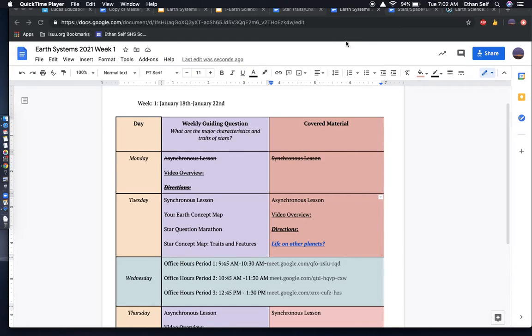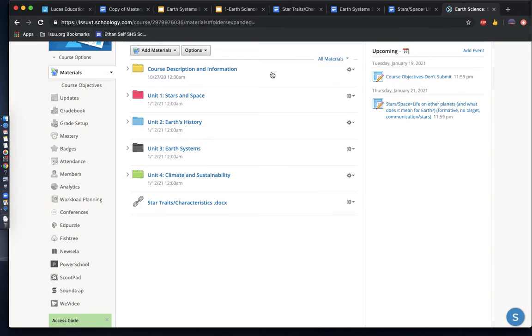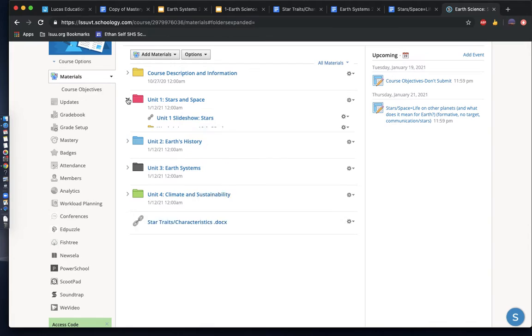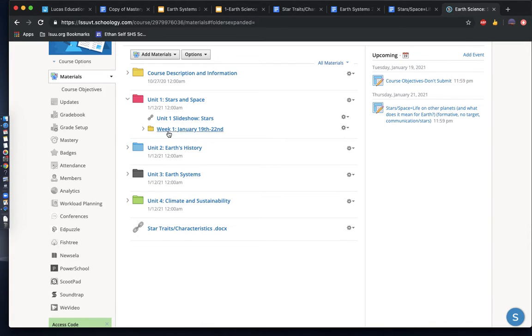So when you look in Schoology, you'll notice that I have 1, 2, 3, and 4 folders for each of the units that we're going to be covering. And when you open a folder, there's going to be a week with a certain range of dates. So next week, there'll be week 2, week 3, week 4 until we finish our unit 1, Stars and Space. Now, right here is going to be the slideshow for that unit.